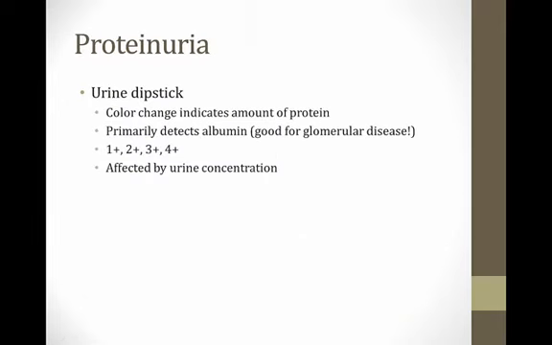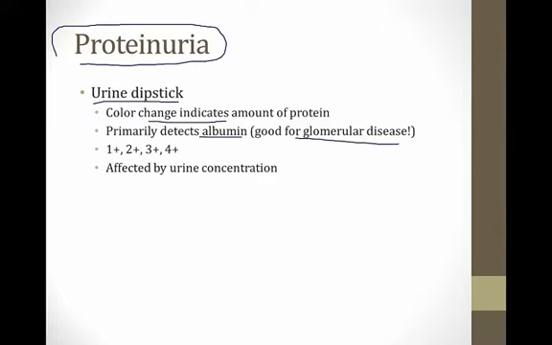So proteinuria is another hallmark of glomerular disease, and there are a couple of ways we can diagnose proteinuria. The first is, again, to use that urine dipstick. It has squares on it that will change color, indicating the amount of protein. And it primarily detects albumin, which is good for glomerular disease, but you should know this because in other pathology where the protein involved is not albumin, the urine dipstick is not so good at picking it up.